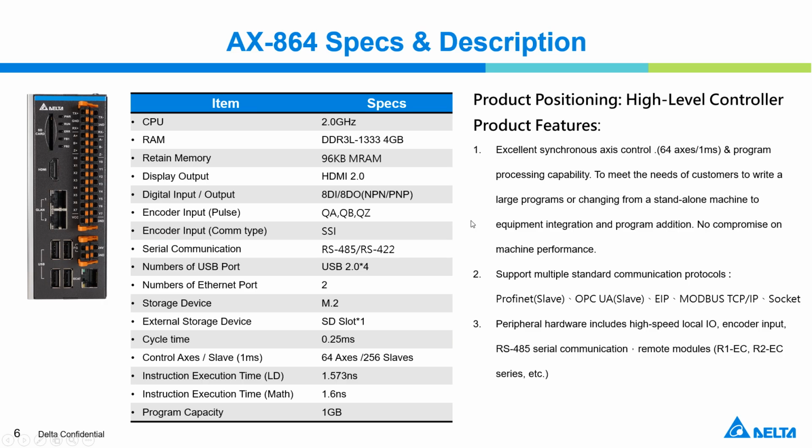And next is about the AX8 specification. You can see that here are listed a lot of the features of AX8. What I want to mention is that for the instruction cycle time, the minimum is 0.25 millisecond, and for the control axis, it can synchronize within 1 millisecond. The maximum it can support is 64 axes.